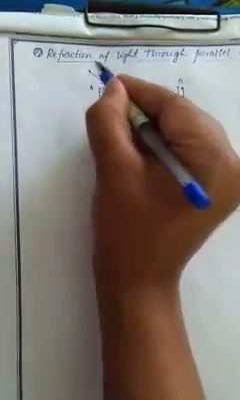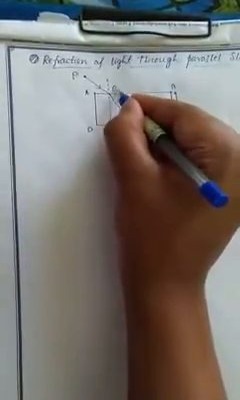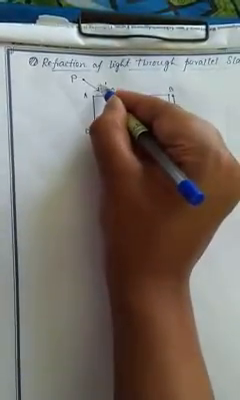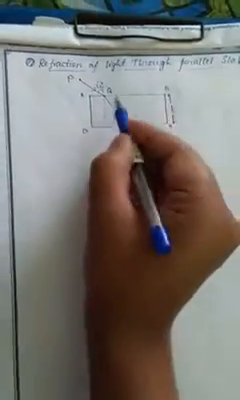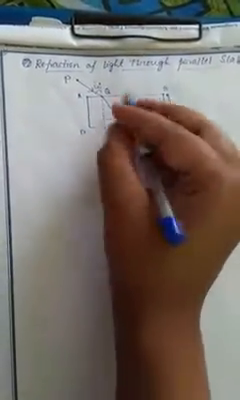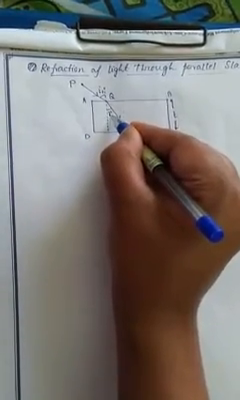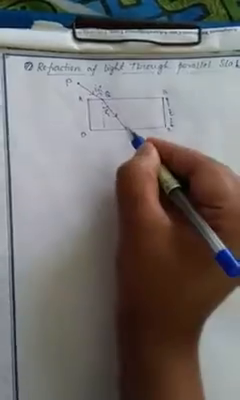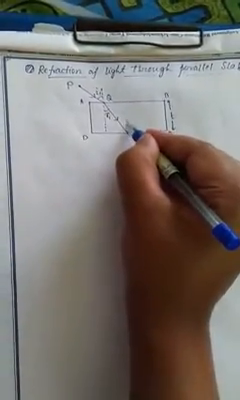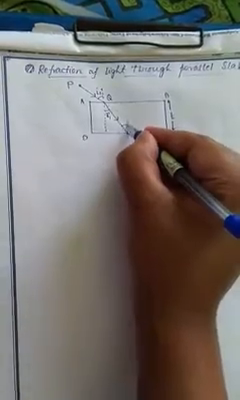Let's say light is coming from this point P. It is incident at a point Q at an angle, let's say I1, and as it is entering into the denser medium, then I am taking this angle as R1. Okay, and now look at this. This is another normal. This angle will also be R1.